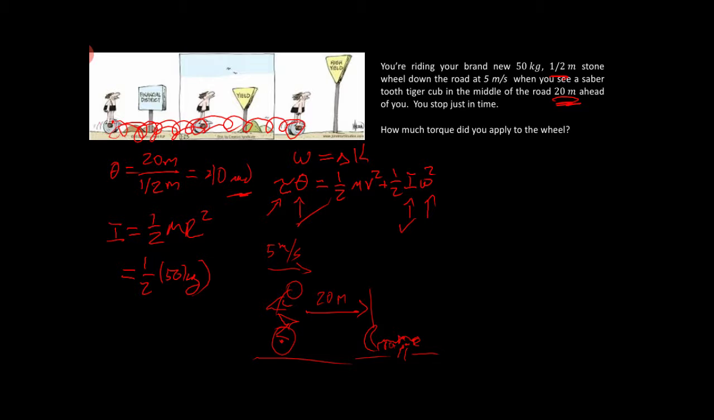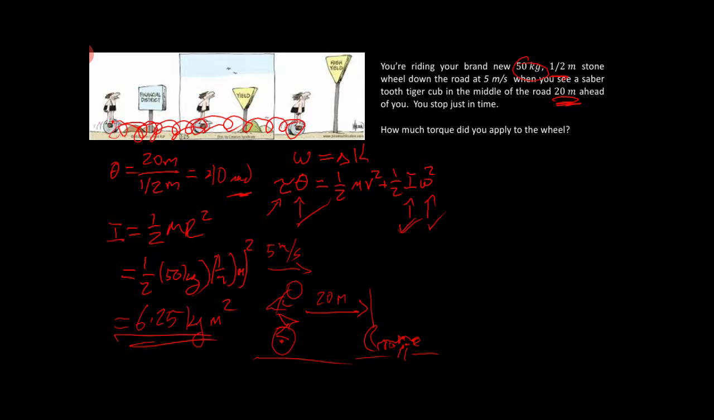Okay, so that's 50 kilograms for that guy, and the radius is 1/2 meter squared. Shouldn't have put that guy in there, oh well. So that's 50 divided by 2, divided by 2, divided by 2. So 50 divided by 8, and that's 6.25 kilogram meters squared. So that's the moment of inertia.